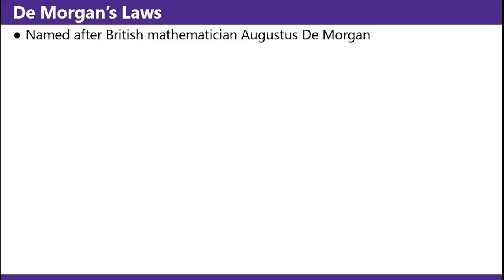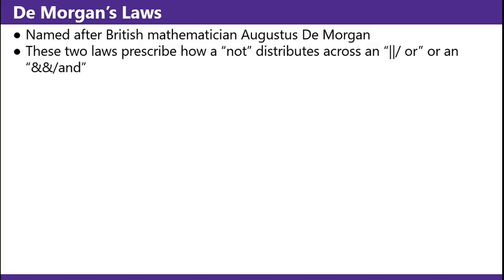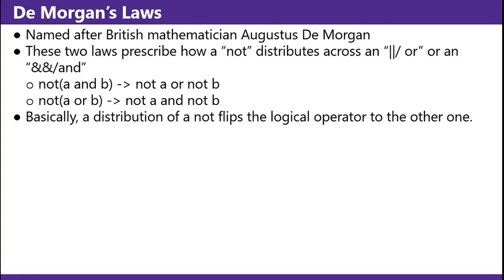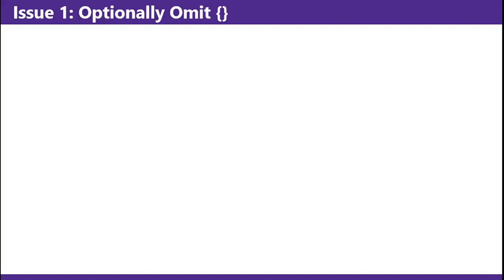De Morgan's laws. Named after British mathematician Augustus De Morgan. These 2 laws prescribe how a not distributes across an or and an and. Not (A and B) becomes not A or not B. Not (A or B) becomes not A and not B. Basically, a distribution of a not flips the logical operator to the other one.